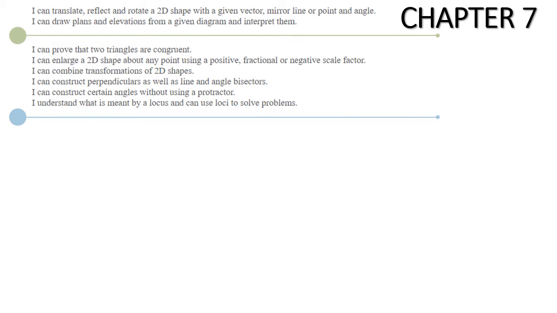Okay, so the last type of transformation is, well, we've got two more. We've done rotations. With rotations, use tracing paper. I haven't mentioned that, but use tracing paper to help you do rotations. The last one is enlargements.